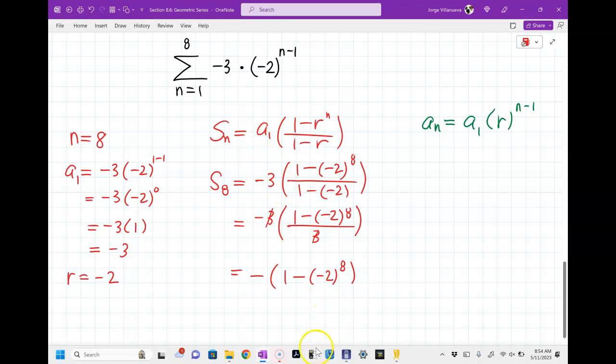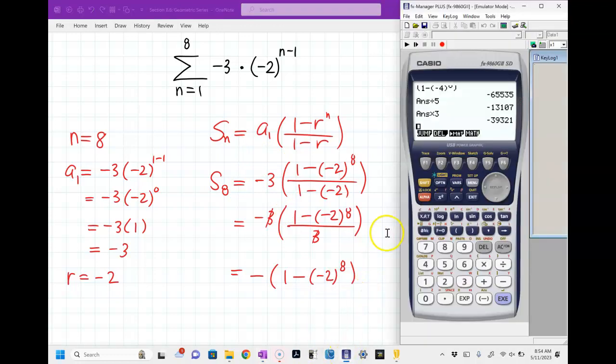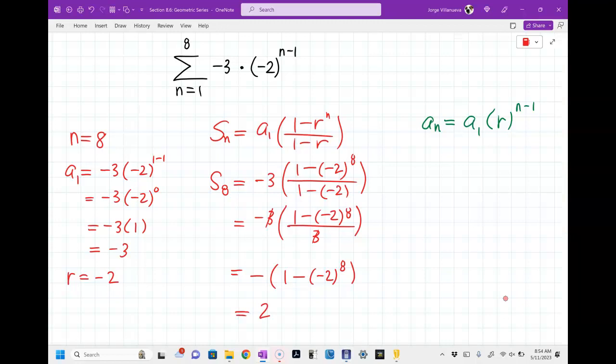So now let me bring out the calculator again so I can do that. So it's negative 1 minus negative 2 to the power of 8. And hit equals. And that's positive 255.